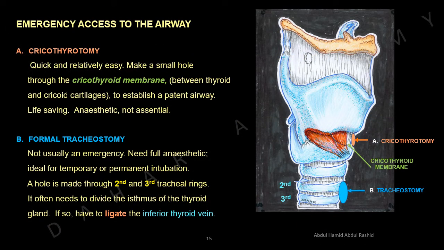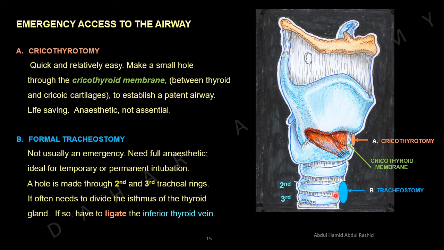Emergency access to the airway. Let's see the diagram first. This is right lateral view of the larynx and part of the trachea. This is cricoid cartilage. This is thyroid cartilage. Between these two is cricothyroid membrane. This is second and third tracheal rings. In front, we have isthmus of the thyroid gland.